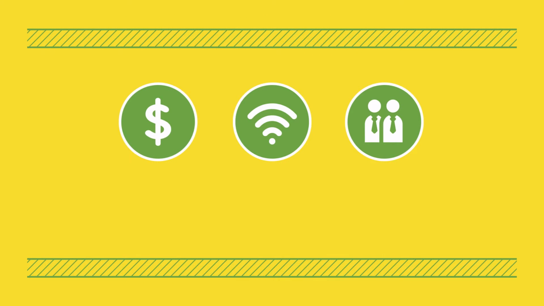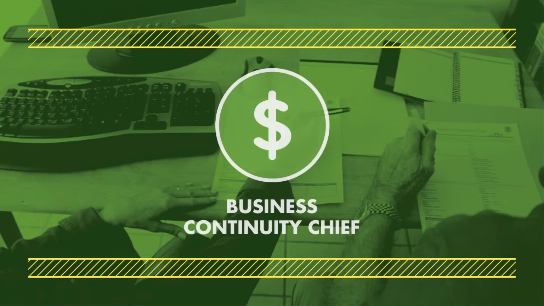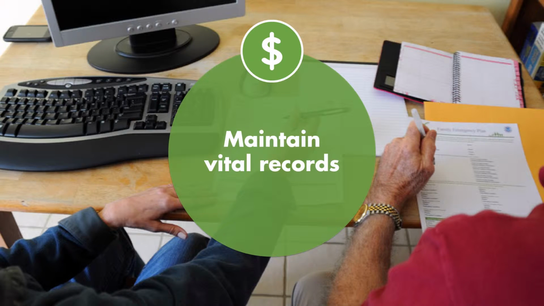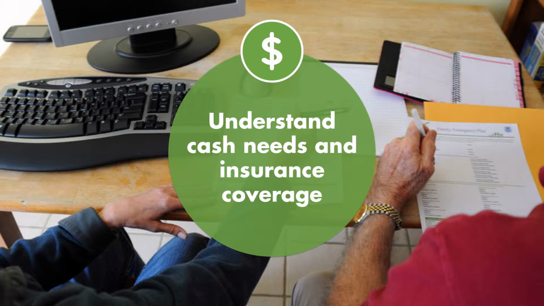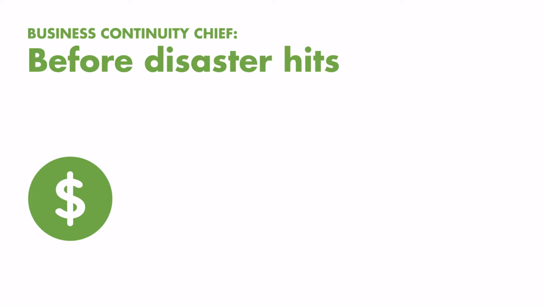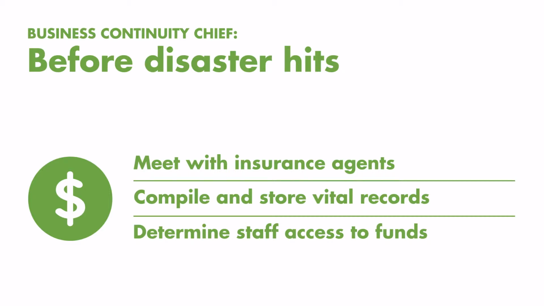Now, let's look at the three roles and the resources to support them. The Business Continuity Chief maintains vital business records, understands the organization's cash needs and insurance coverage, and oversees important financial matters. Before a disaster, the Business Continuity Chief should meet with insurance agents to review the organization's insurance policies, compile and store vital business records, and determine which staff will have access to funds for disaster-related purchases.